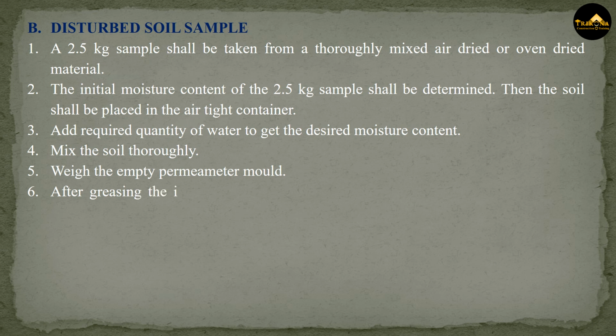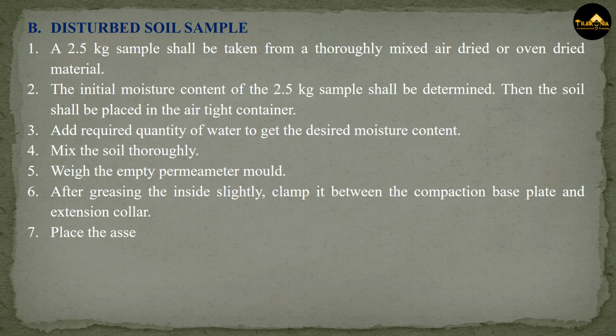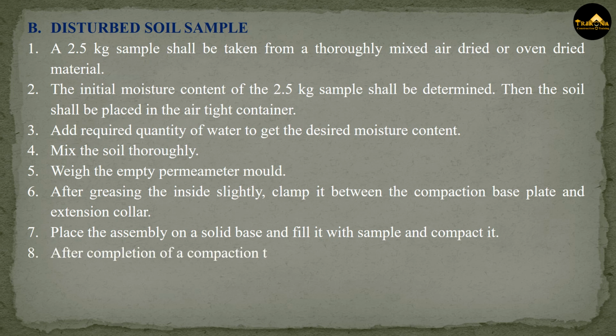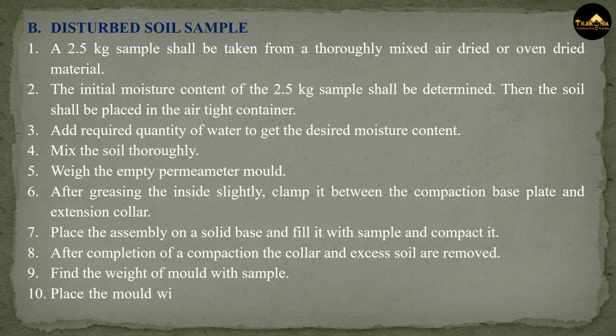Weigh the empty permeameter mold. After greasing the inside slightly, clamp it between the compaction base plate and extension collar. Place the assembly on a solid base, fill it with sample and compact it. After completion of compaction, the collar and excess soil are removed. Find the weight of the mold with sample. Place the mold with sample in the permeameter, with drainage base and cap having discs that are properly saturated.